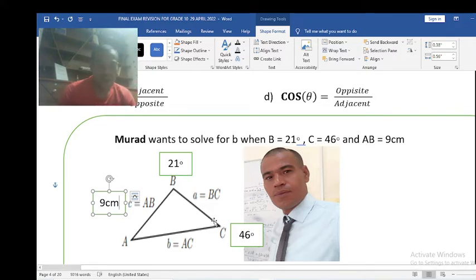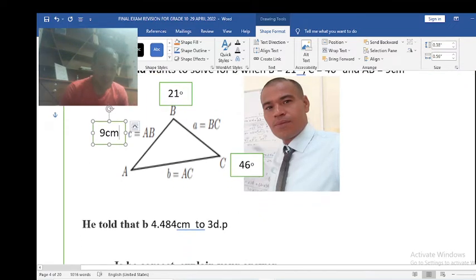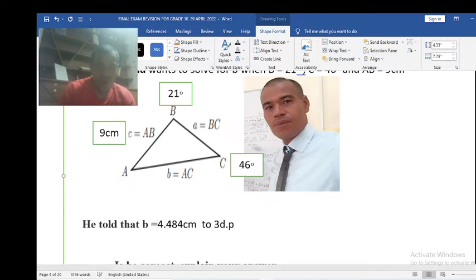Now we are going to solve for b. First of all, let's continue reading the question. Mr. Murad told that the side b is equal to 4.484 centimeters to 3 decimal places. So here we are going to apply the sine rule so that we can figure out the length of b.